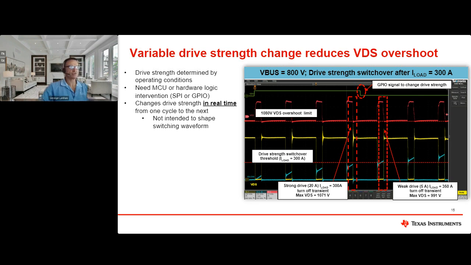We reduced the overshoot by quite a bit, almost 100 volts. You can even see it on the scope shot. The spike was up to here. Now the spike is much lower as well. And you can also see that the current actually increased. So at around 350 amps, we're switching down in real time with the MCU command to reduce the gate drive strength and maintain the overshoot, basically clamp it.